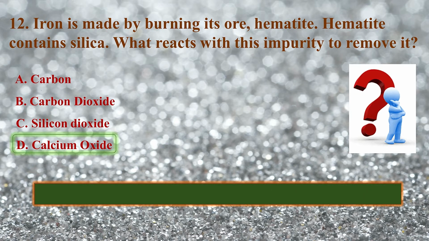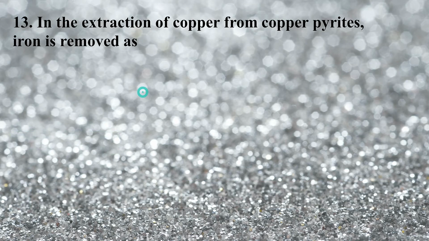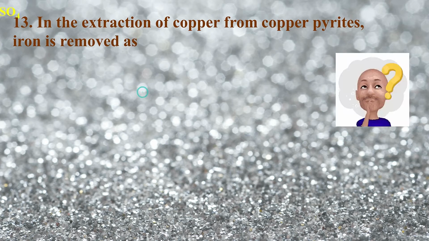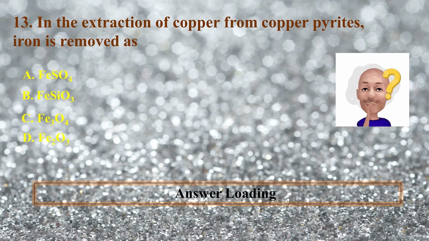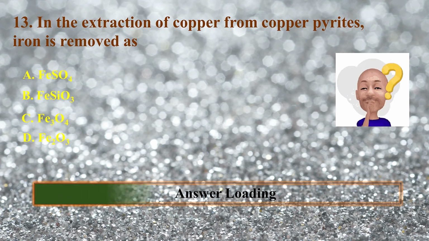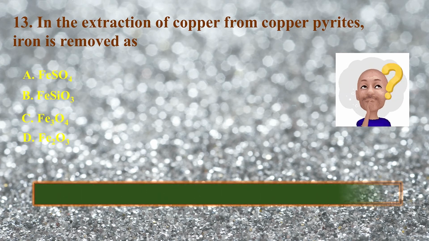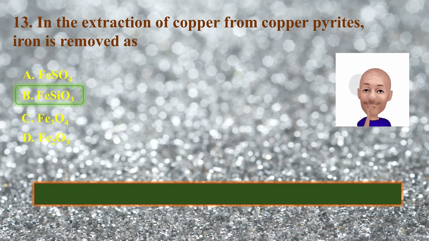Correct answer is D, calcium oxide. Next question is 13. In the extraction of copper from copper pyrites, iron is removed as? Options are: A, FeSO4 iron sulfate, B, FeSiO3 iron silicate, C, Fe3O4 and D, Fe2O3. And your time starts now. Correct answer is B, FeSiO3 iron silicate. So iron is removed as slag.